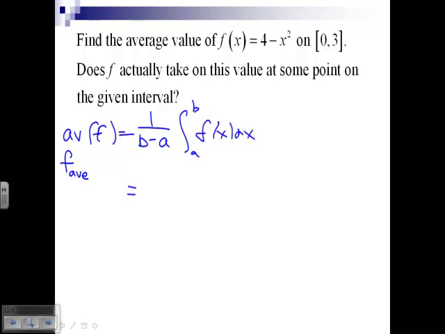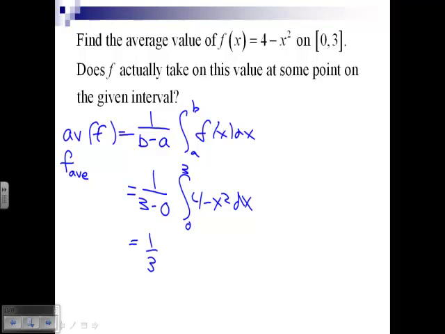Okay, let's plug and chug. 1 over 3 minus 0 times the integral on the interval from 0 to 3 of 4 minus x squared dx. Now, I'll clean this up and just change it to a 1/3. But let's talk about this part right here for a second.